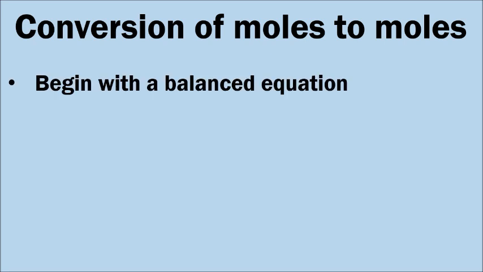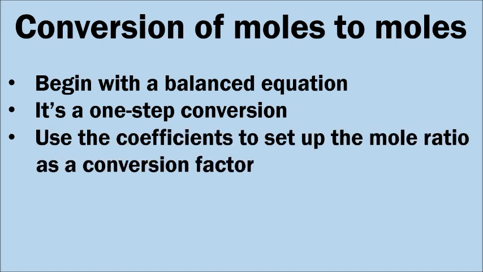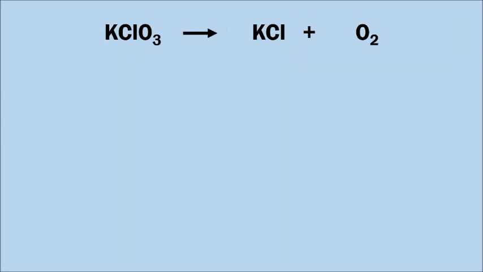In summary, anytime you do a conversion from moles to moles, you start with a balanced chemical equation. It's going to be a one-step conversion, and you can use the coefficients to set up the mole ratio as a conversion factor. Now let's take a look at another reaction. This one involves the decomposition of potassium chlorate to produce potassium chloride and oxygen gas. When we balance this equation, our coefficients will be 2, 2, and 3.